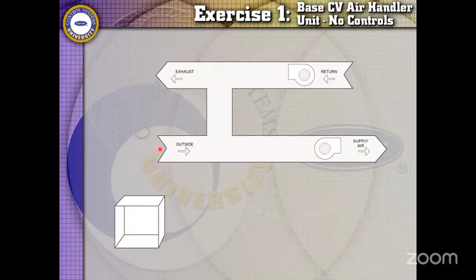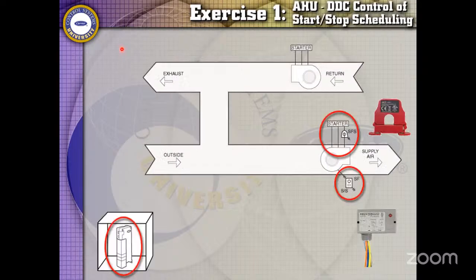I have outside air coming in on the left. I have return air coming up on the top right. That return air either mixes with the outside air and becomes the supply air, or it can exhaust out for pressurization control reasons. It's a normal air handler schematic, right? So first thing I have to do is I have to control the fan. I have to turn it on and off. Got to do that on every air handler. It doesn't matter if it's constant volume or if it's VAV. Got to do that.